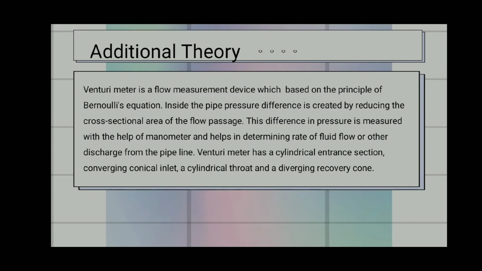Additional theory. Venturi meter is a flow measurement device which is based on the principle of Bernoulli's equation. Inside the pipe, a pressure difference is created by reducing the cross-sectional area of the flow passage. This difference in pressure is measured with the help of a manometer and helps in determining the rate of fluid flow, or rather discharge, from the pipeline. Venturi meter has a cylindrical entrance section, a converging conical inlet, a cylindrical throat, and a diverging recovery cone.